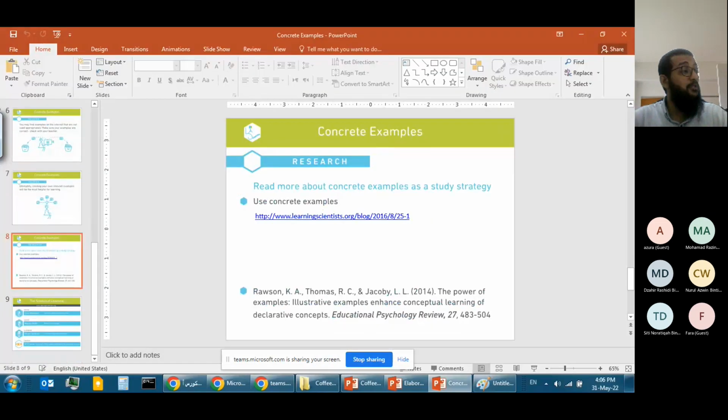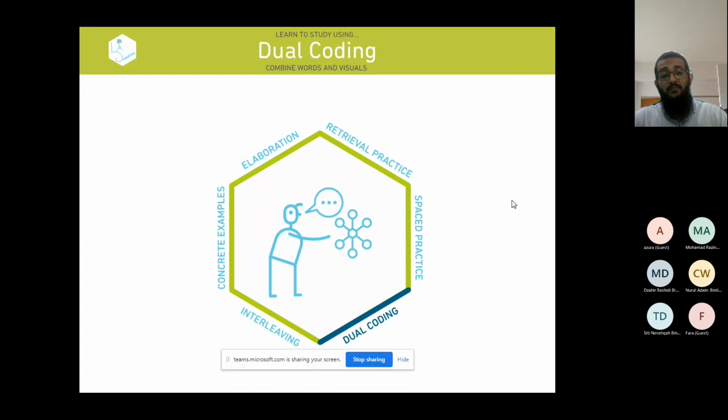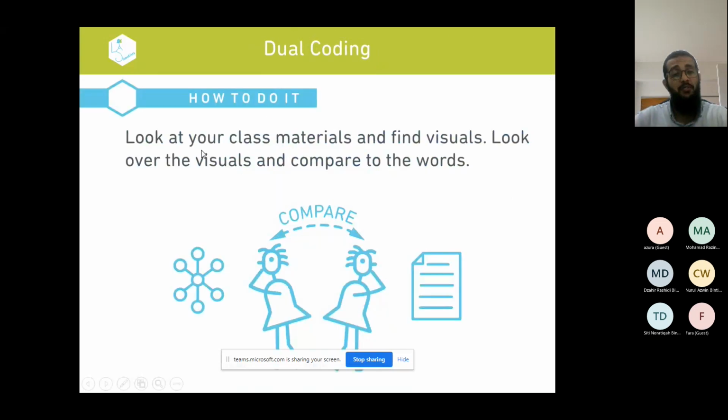So the last thing we'll talk about today is dual coding. Dual coding is very easy to understand: just make connections between text and visuals. That's it. Dual coding means you are using two types of coding for the same information. So look at your class material, whatever you are studying or learning, and find visuals if you can. If it is text, try to visualize it. If it is a visual or a diagram, try to add some text. This dual type of information coding is proven in studies to be much better for understanding.